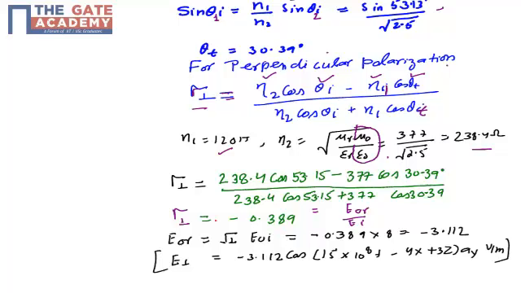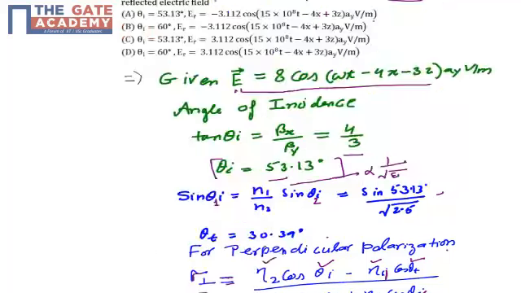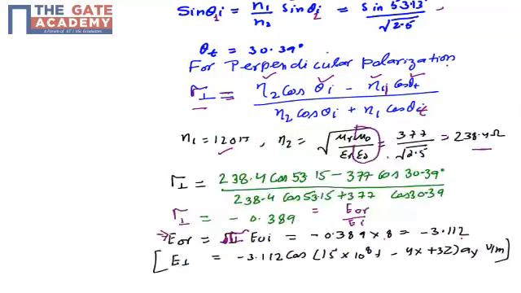So you can calculate our reflected electric field as R perpendicular times E_0i. We have just calculated R perpendicular, which is minus 0.389. The magnitude of E_0i we already know, which in our expression is 8. So it is multiplied by 8. Then the magnitude of the reflected wave is minus 3.112.